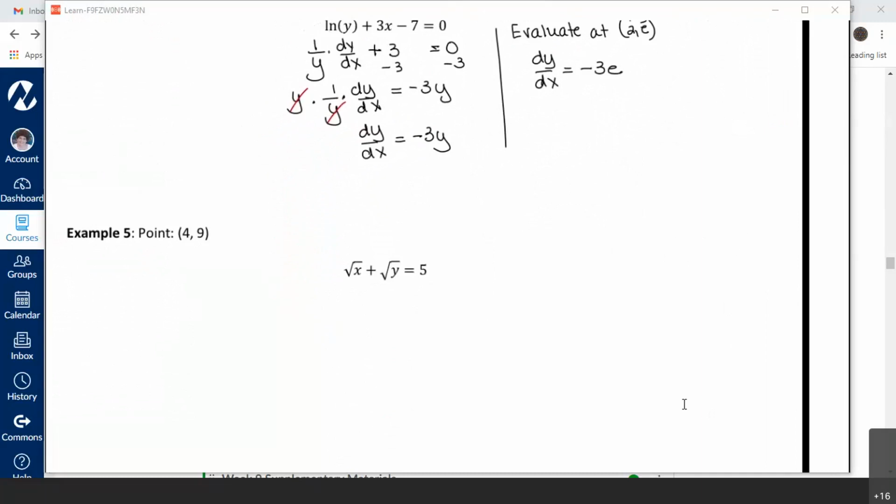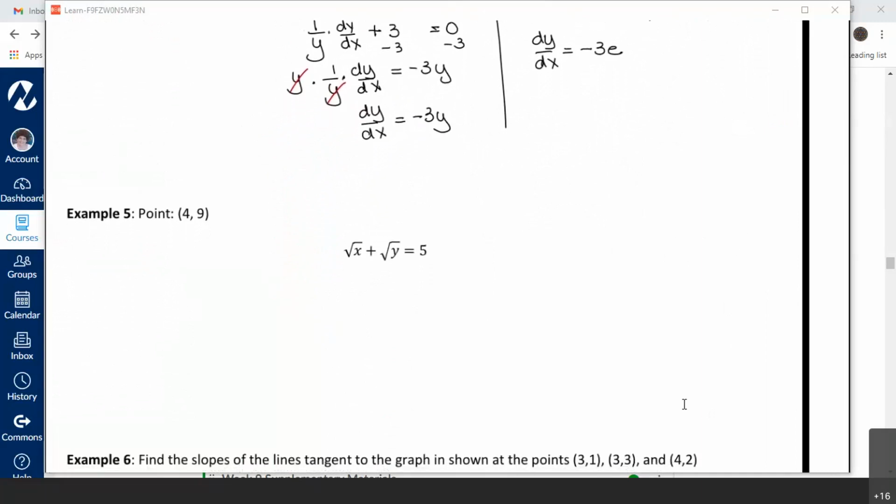Like for example, if you look at number 5, I'm going to write this as x to the 1/2 plus y to the 1/2 equals 5 before I even start. Because again, calculus is friendly to coefficients and powers. So I'm trying to rewrite my relation so it's got coefficients and powers. Okay?